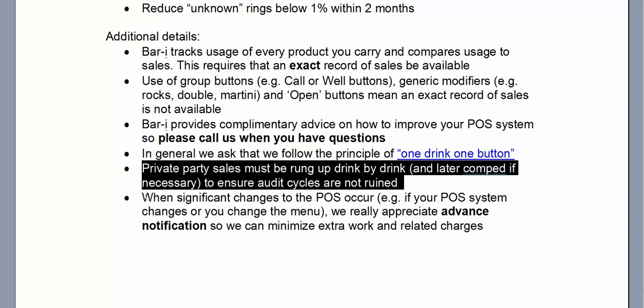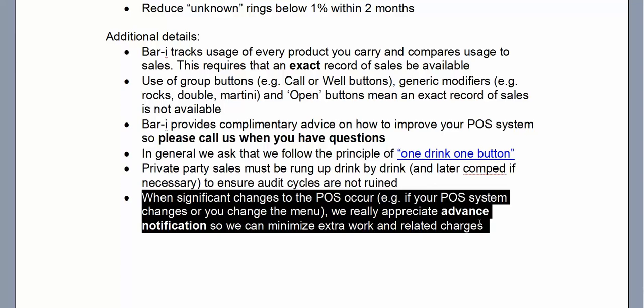Final word on point of sale is point of sale systems get upgraded. They have a new version. Sometimes you'll choose a new one. Anytime a significant change to your point of sale system like that occurs, it would be really beneficial to us if you can tell us. The reason being is if we know in advance, often we can make sure that the new system is programmed in a way that there will be a seamless transition, make sure that the button descriptions are the same, and either way we will be able to minimize the extra work and therefore related charges to this.